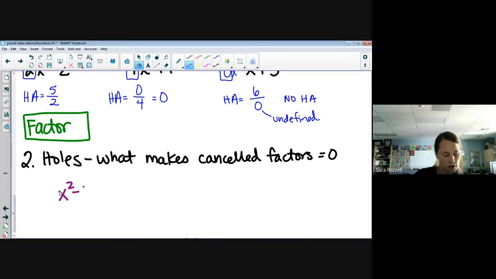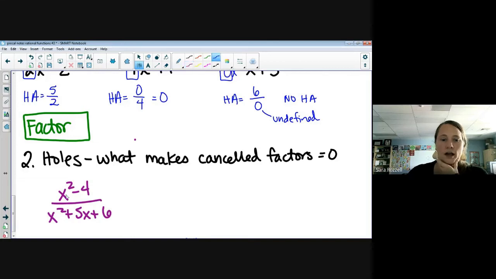So if I had x squared minus 4 over x squared plus 5x plus 6, and I want to see what my holes are going to be, I need to factor first, and then I'll see what gets canceled. What would our horizontal asymptote be on this one before we do our factoring? It's going to be 1, right? 1 over 1, which makes 1. And so now we'll factor x plus 2, x minus 2. That's a difference of squares.